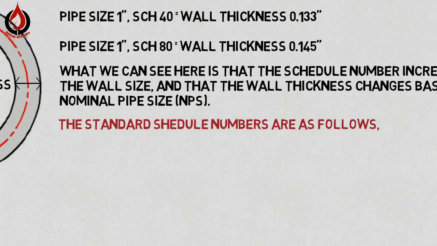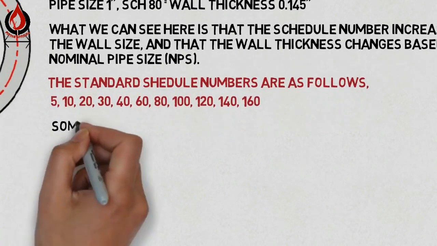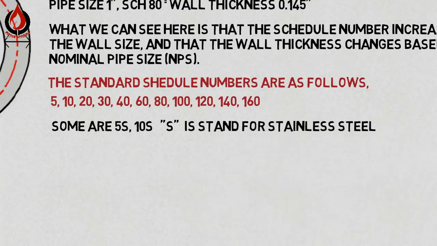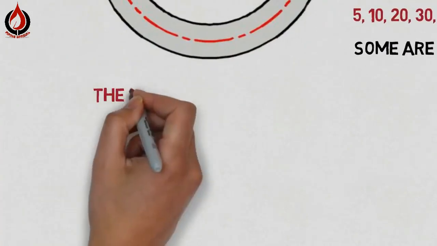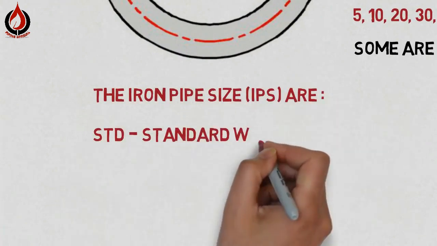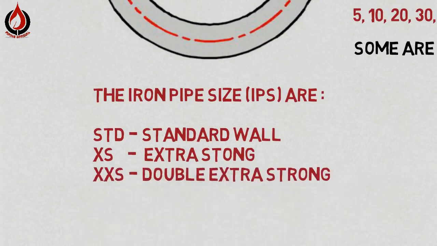The standard schedule numbers are as follows. Some are 5S, 10S. S stands for stainless steel. The iron pipe size, which is called IPS, has standard wall, extra strong wall and double extra strong wall.